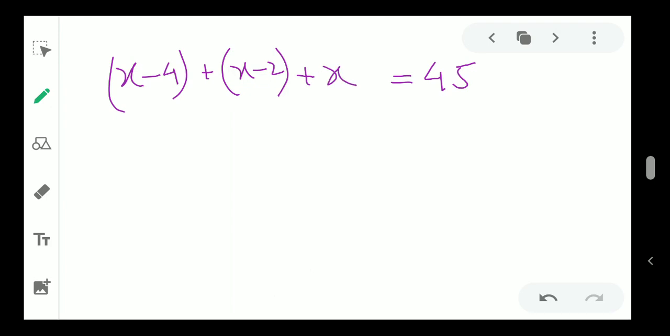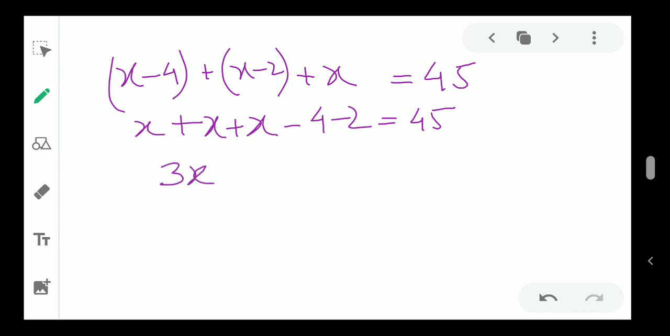I just have to solve it. So all the x I will keep on one side, and all the constants I am keeping here. So how many x? 1, 2, 3. So 3 x's are there. So 3 into x, that is 3x, right?